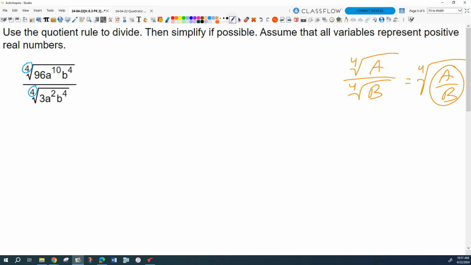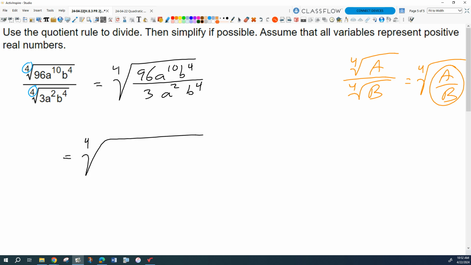Okay, so if we do that, that's going to give us the fourth root of 96 a to the 10th b to the 4th over 3 a squared b to the 4th. Okay, we've got this big expression inside the radical, how would we approach simplifying that? Organizationally, what would you do? Split it. Okay, so good. So we split it into parts. We got the fraction of the numbers. We could deal with that, right?